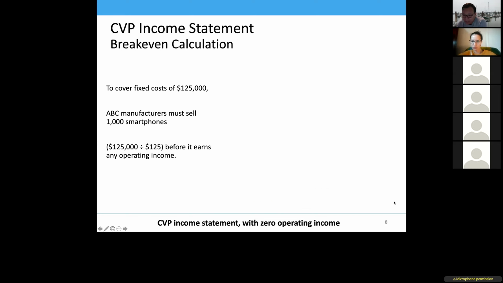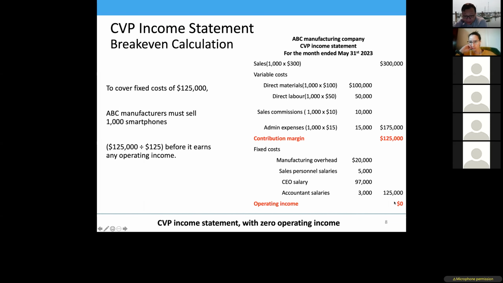So we are saying that this is a critical situation, right? I have to sell at least 1,000 units in order to break even, right? I didn't make money, I didn't lose money either, right? So, yeah, go ahead.